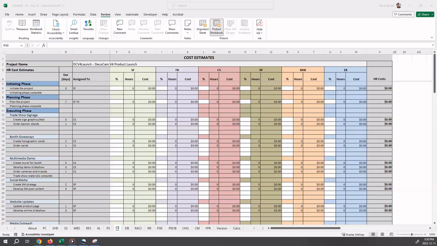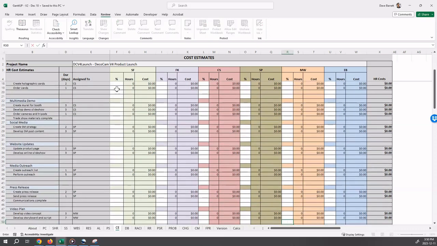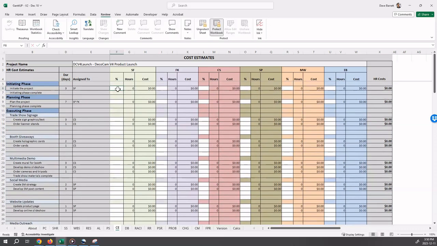For example, for the activity initiate the project, Sophie is assigned. It is estimated that it will require 50% of her time. So 50% is entered here. As each day is 8 hours, this results in 4 hours per day times 3 days, which equals 12 hours.